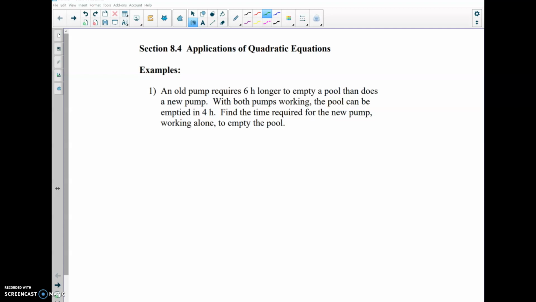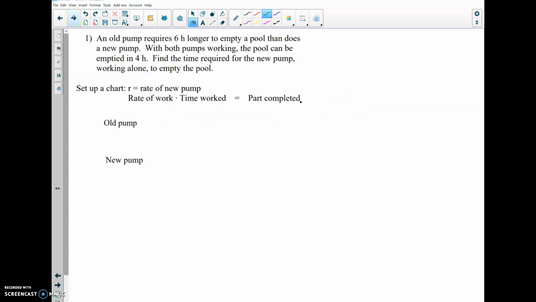So take a minute and read this word problem and think about what your variable is going to be and what you are solving for. Alright, so we are solving for the time required for the new pump working alone. So that is going to be our variable that we use in our equation. Remember, rate of work, so how long it takes to do by itself, will be in the denominator. Time worked is the numerator, and then multiplied together is part completed for each pump.